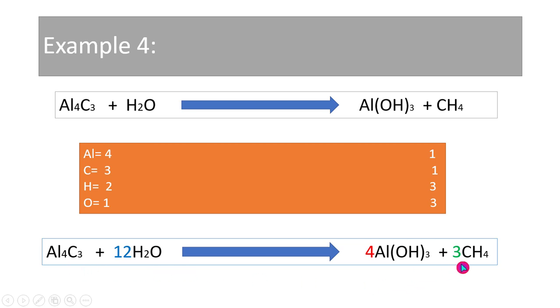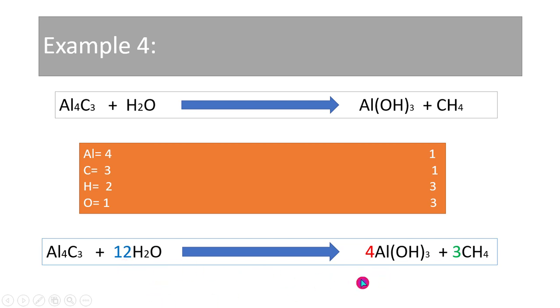Now we balance the number of oxygen atoms. Towards reactants, the number of oxygen atoms are 1, and towards products, the number of oxygen atoms are 12. So we use the coefficient 12 here, so that the number of oxygen atoms becomes same.